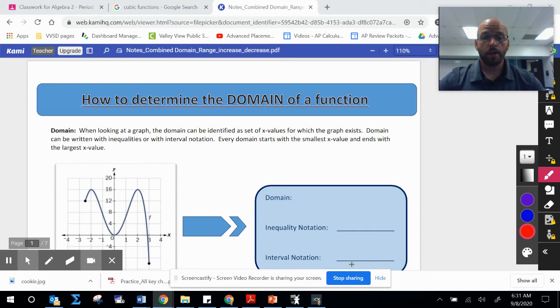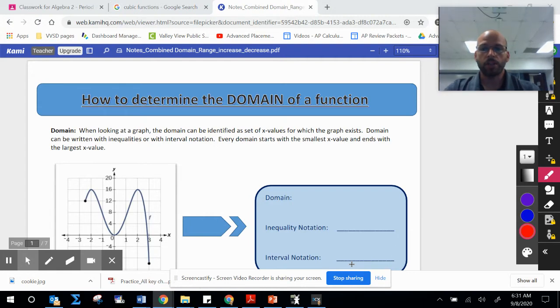Today we're going to talk about how to find the domain and range of a function, as well as the intervals of increase and decrease. At the conclusion of this video, there'll be a short practice. Let me know if you have any questions.